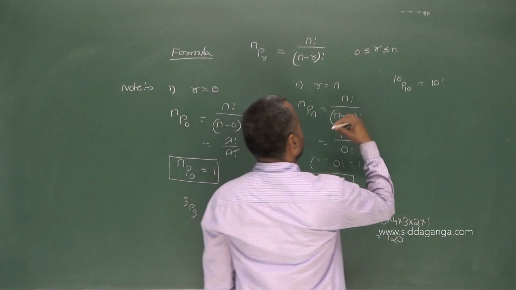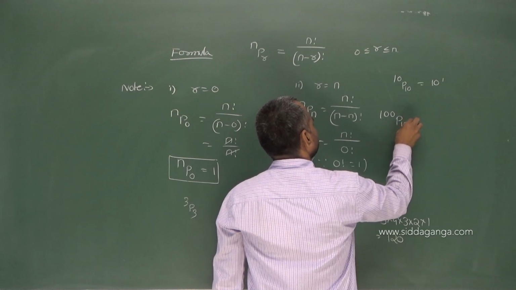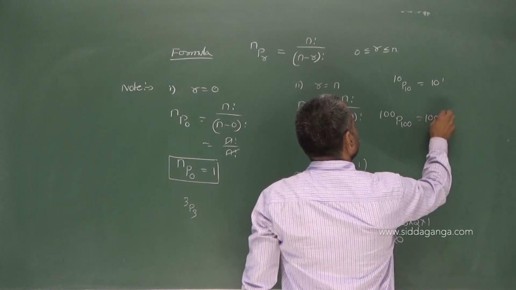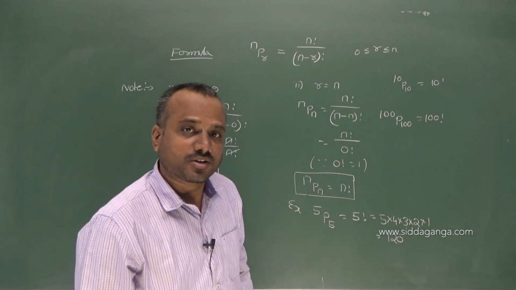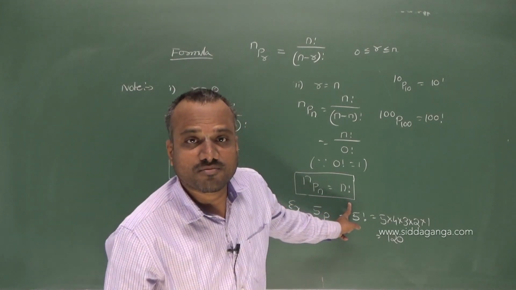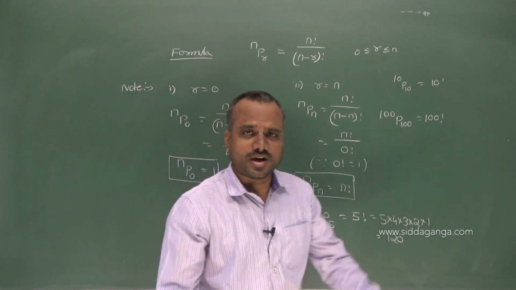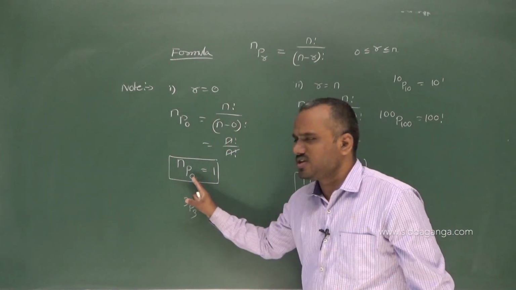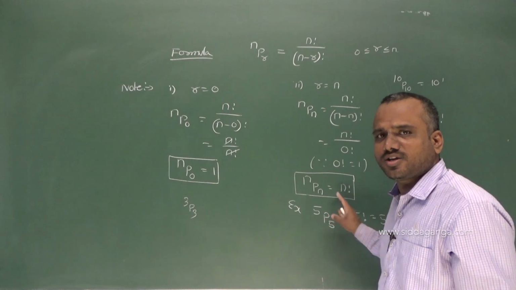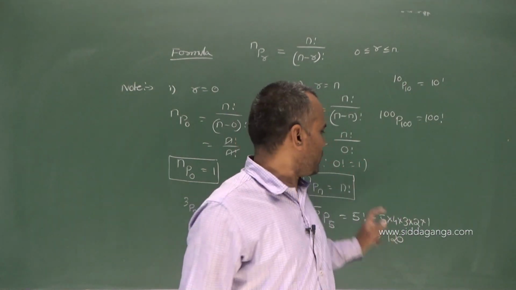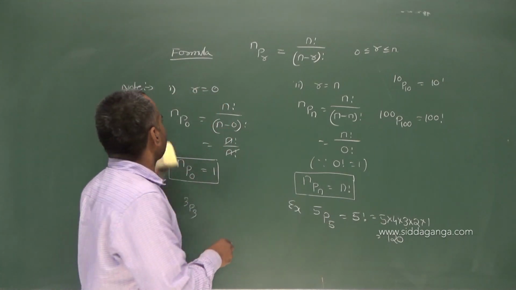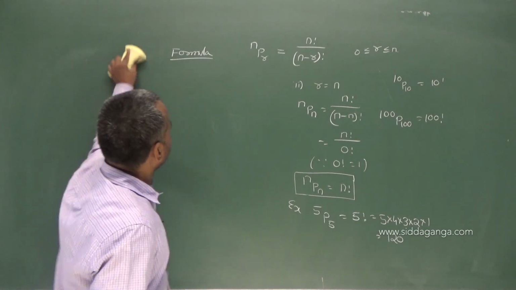Suppose I want 100P100. No need to substitute here. Directly we write it is nothing but 100 factorial. If r is 0, it is 1. If r is equal to n, it is nothing but n factorial. These two notes are very important. If nP0, directly it is equal to 1. If nPn, it is equal to n factorial. One more note: r is 0, r is n, over.